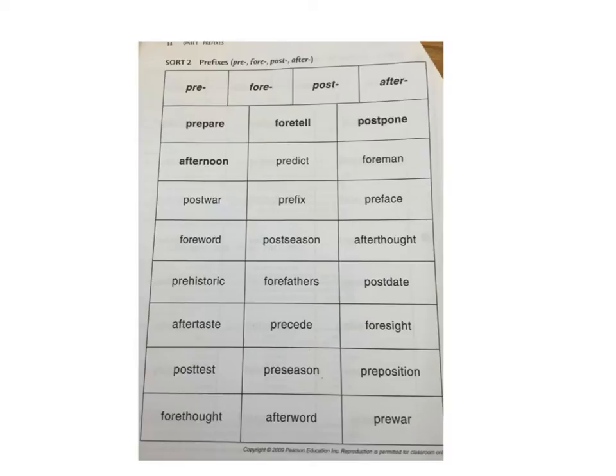So pause the video, sort these words into your columns. I will go ahead and show you how the columns should look. All right, so if you're looking at how these columns should look, I know it's a little blurry. Your pre-words: prepare, predict, preface, prehistoric, precede, prefix, preseason, preposition, pre-war. Your fore-words: foretell, foreman, foreword, forefathers, foresight, forethought. Post-words: postpone, post-war, postseason, postdate, post-test. After: aftertaste, afterthought, afterword, afternoon. Those are your words in your columns. Check your work and get your other assignments done.